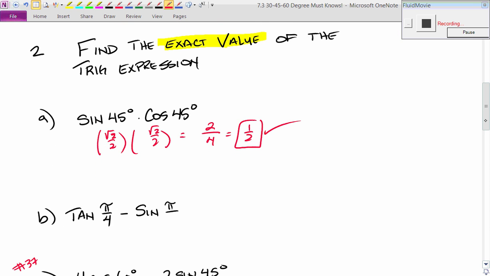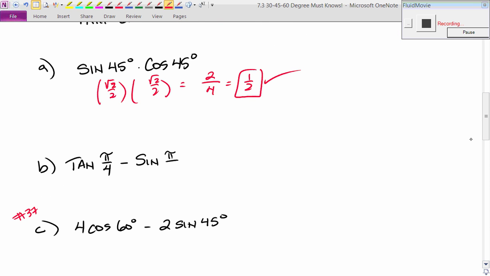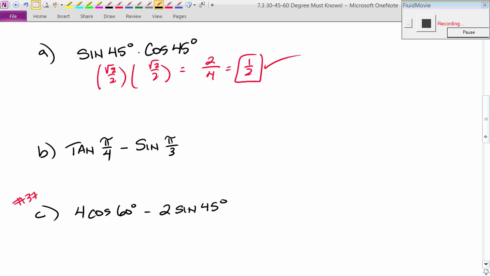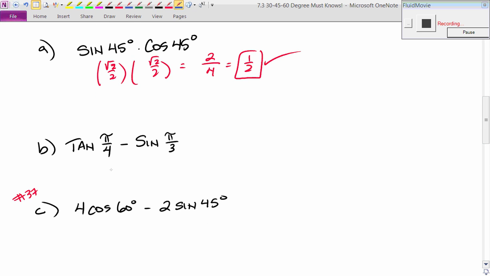Pretty sweet, right? Okay. Tangent of pi over 4 minus the sine of pi over 3. I think that button erased some important information for me. Tangent of pi over 4, our friend, we love that one. That's because it's 1. Minus the sine of pi over 3 would be?